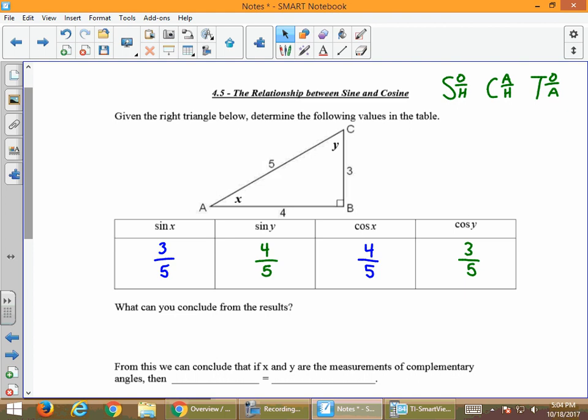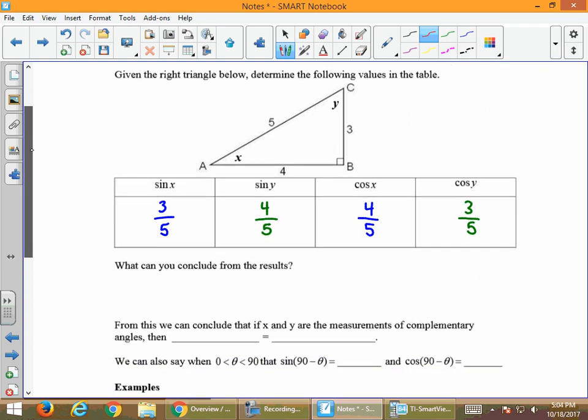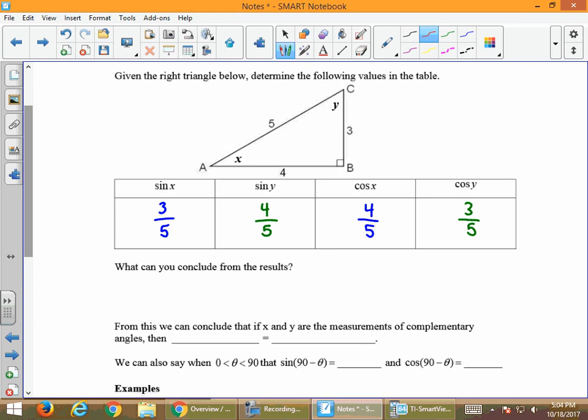So what do you notice? It says, what can you conclude from the results? Well, you don't even know what the angles are, x and y, and it really doesn't matter. As I look in this box of values, I can tell that the sine of x is equal to, which one's equal to 3/5? The cosine of y. And I can see that the sine of y is equal to the cosine of x.